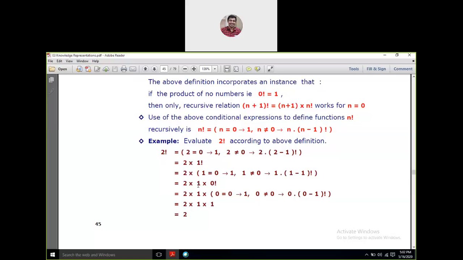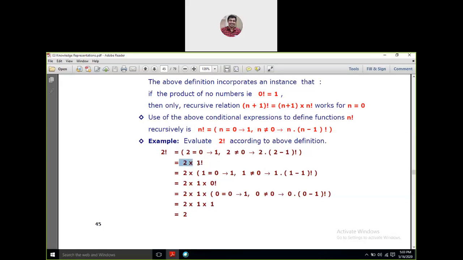Now here let's evaluate 2 factorial. I'll be writing this in this particular formula's form, right? So what we are doing for 2 factorial here is 2 equal to 0 implies 1 and 2 not equal to 0 implies, that means it is the extension part of this factorial for going to the 1 factorial, right? So 2 into 2 minus 1 factorial. So here it comes up as 2 into 1 factorial.